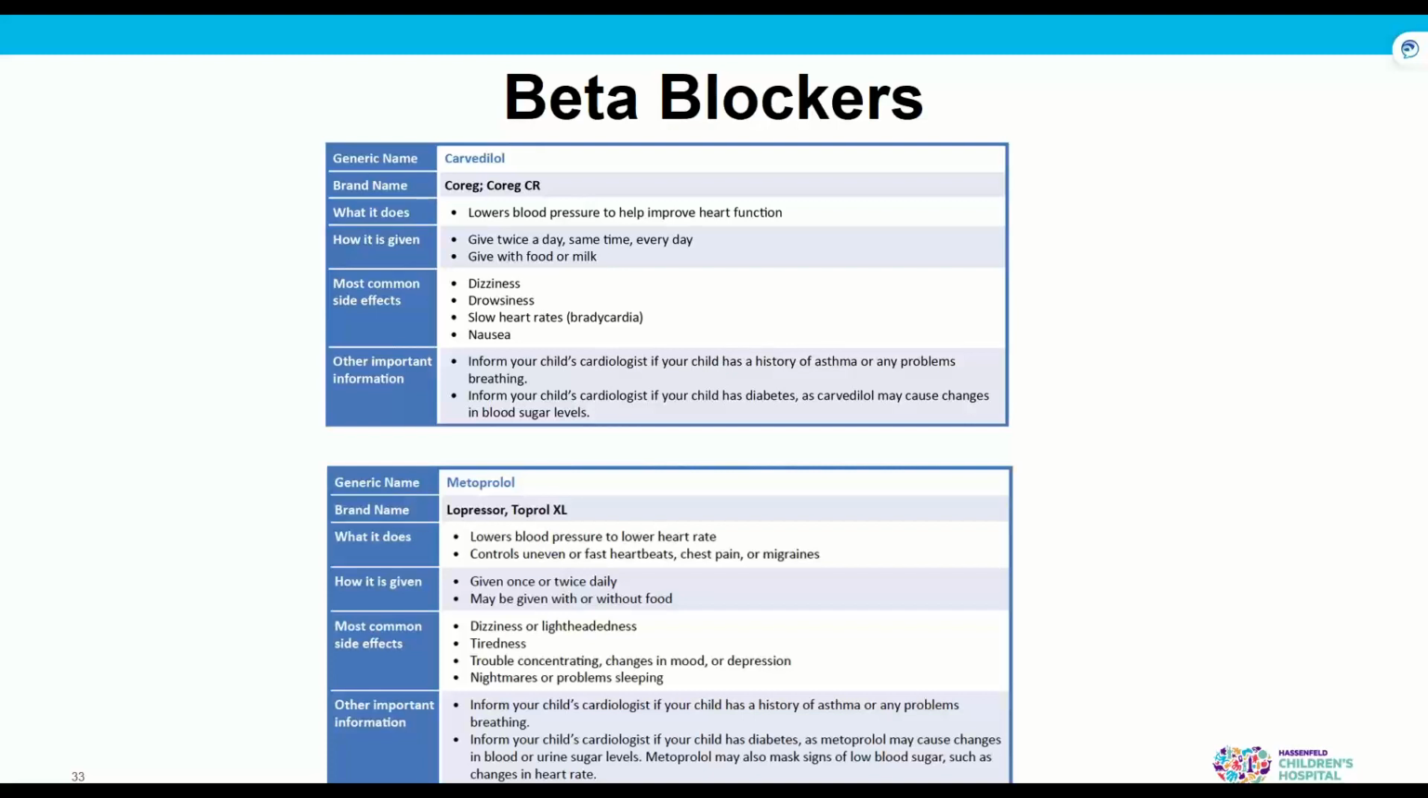It can cause some side effects, especially when you start initially or you titrate up the medication. Dizziness, drowsiness, sometimes nausea. And so these are things you want to look out for, and let your cardiologist know if your child is experiencing these. They usually go away after the first few weeks. It can also lead, in teenagers, to some depression, trouble concentrating, changes in mood. So you want to look out, and if you see those symptoms, let your cardiologist know.